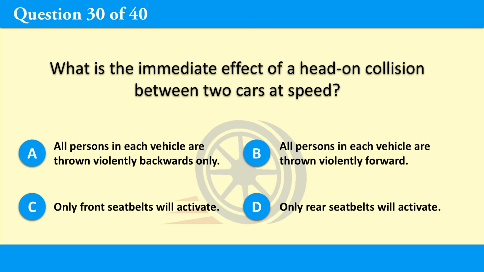What is the immediate effect of a head-on collision between two cars at speed? A. All persons in each vehicle are thrown violently backwards only. B. All persons in each vehicle are thrown violently forward. C. Only front seat belts will activate. D. Only rear seat belts will activate.